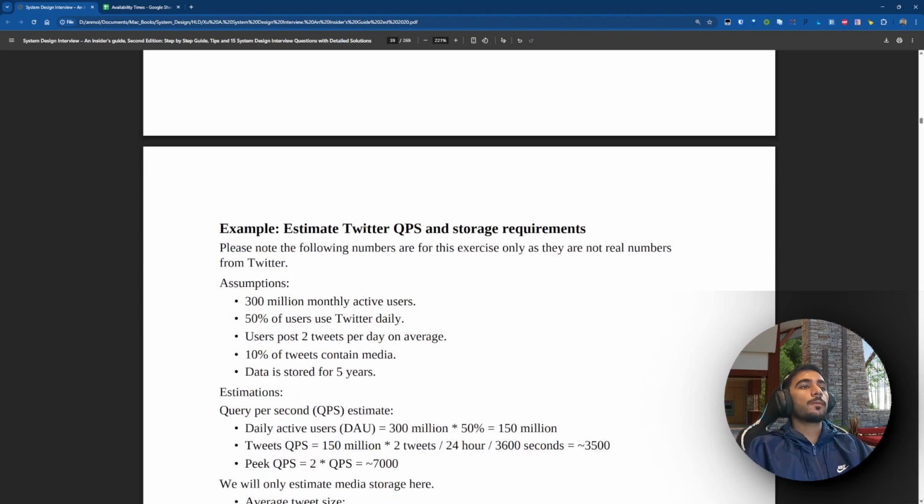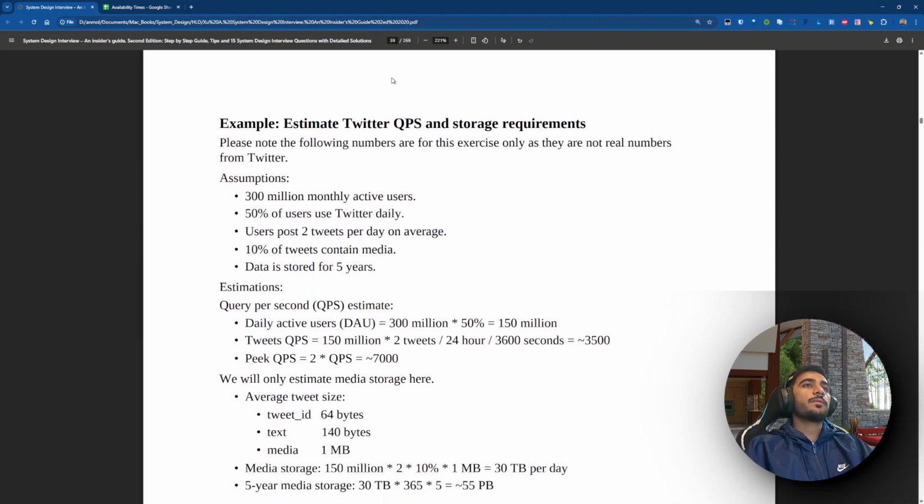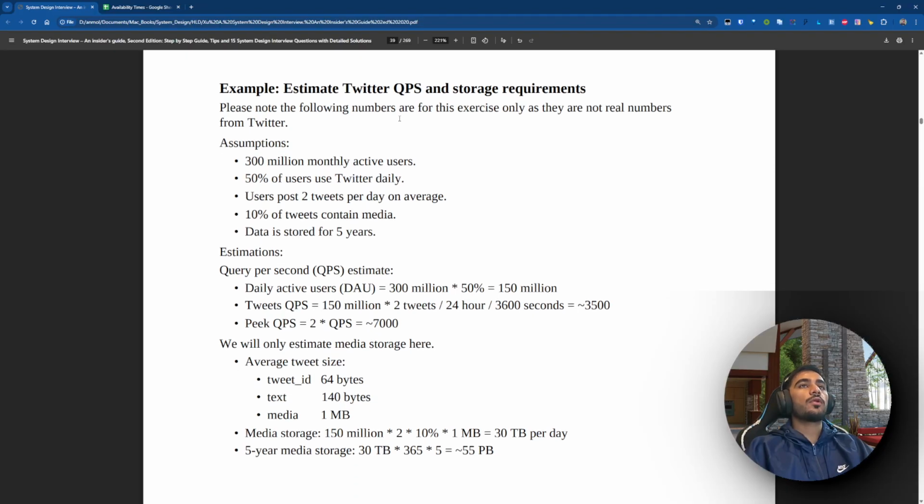Now moving on. Example: estimate Twitter QPS and storage requirements. Please note that the following numbers are for this exercise only. They are not real numbers. So let's assume, how do you go about estimating queries per second for Twitter and storage requirements? Now say Twitter has 300 million monthly active users.